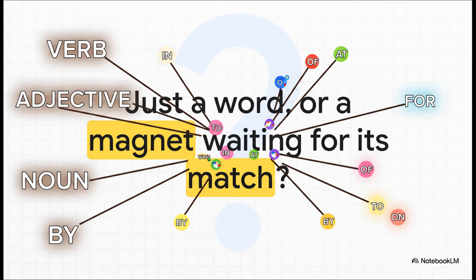The next time you encounter a new verb, adjective, or noun in English, are you going to treat it as just a solitary word, or will you look at it analytically, as a magnet, actively searching for its perfect prepositional match? Start seeing the language as a series of magnetic connections, and I promise you, you'll find that mastering English becomes a whole lot more logical and a whole lot more fun.